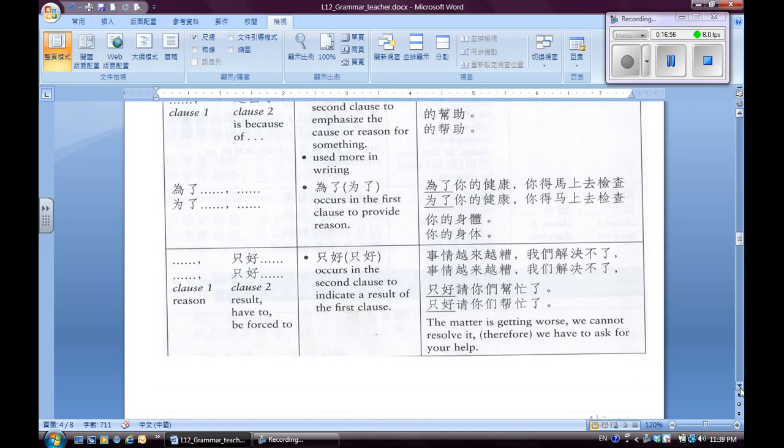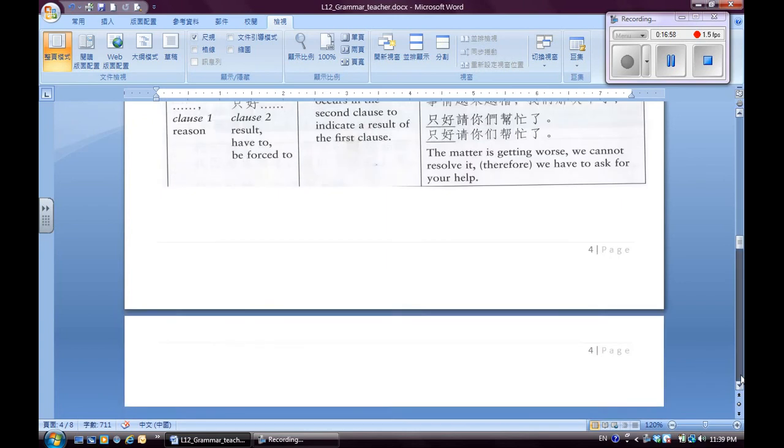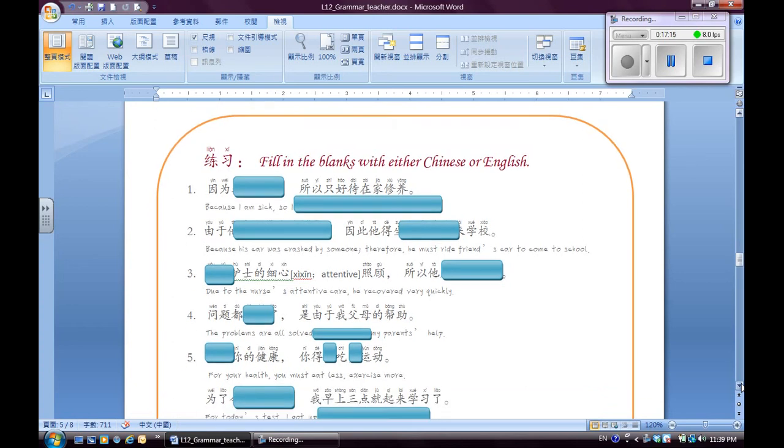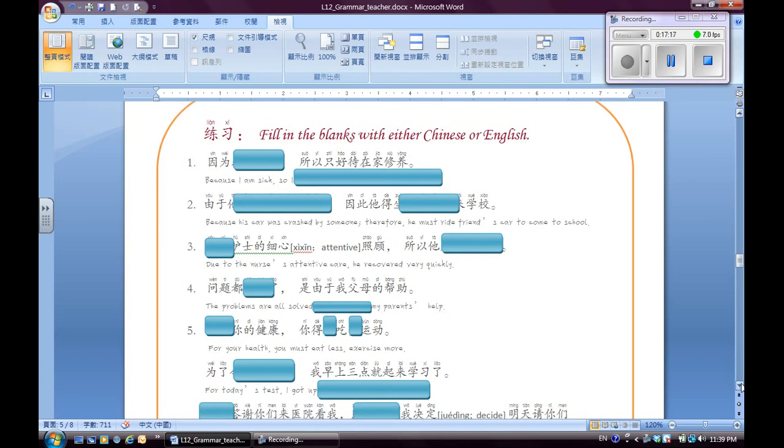Alright, so now we are moving on to page 5. Please look at your handout. On page 5, you are going to fill in the blanks with either Chinese or English. This part you're going to do on your own. When I see you in class, we are going to check answers together with a partner first, and then we'll go over this section together. But this is your homework to complete this exercise at home.